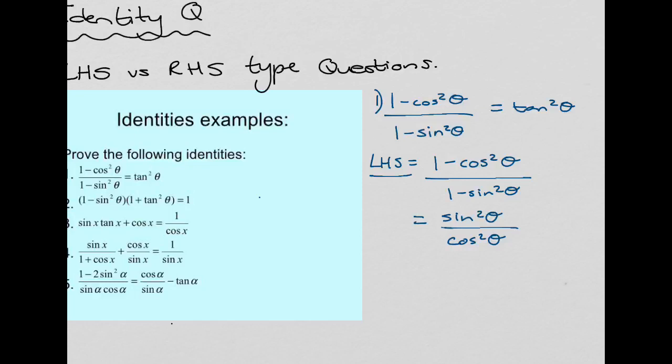And now if you have a look, we end up with sine squared over cos squared, which is tan squared theta. And if you see now, it's equal to our right-hand side. So you'd say, therefore, left-hand side equals right-hand side. That's the end of your question.